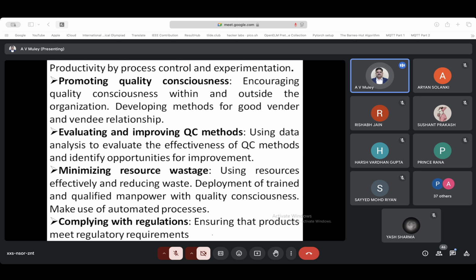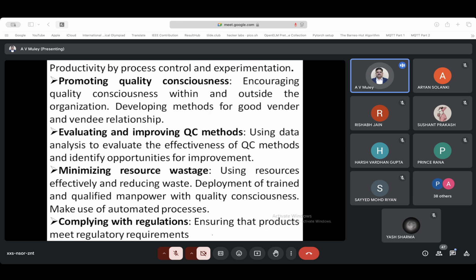So evaluating and improving the QC method, quality control method. Naturally you have to employ different quality control methods and use data analysis to evaluate the effectiveness of the quality methods and identify opportunities for improvement. So we are going to employ some methods, but you have to check the effectiveness of that quality control method, whether it is giving us the requisite quality or not, and if not, what are the root causes, and what should be the corrective action which is required.